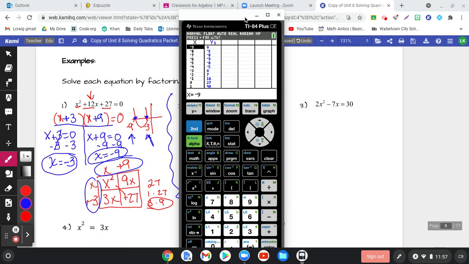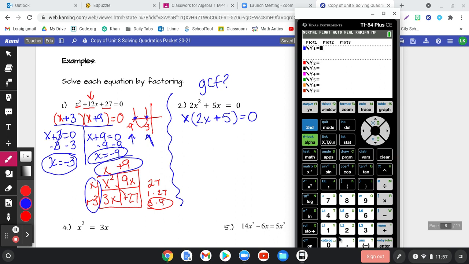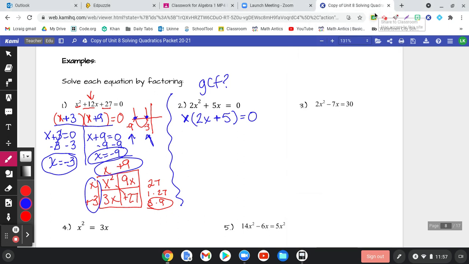On the calculator, you might say, well, why would I have to factor if I can just look on the calculator? On the calculator, you can't always see it, and this is going to be one of them. If I type this in, 2x squared plus 5x, and look at the graph, you can see the 0, but you can't see what this one is. All right, so you wouldn't be able to find your answer here.